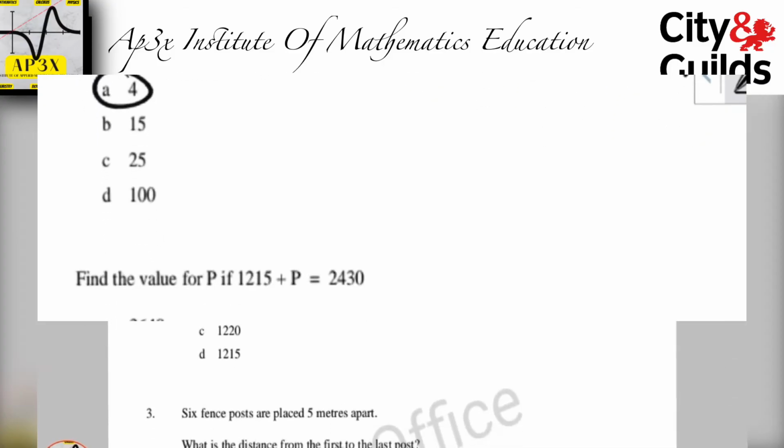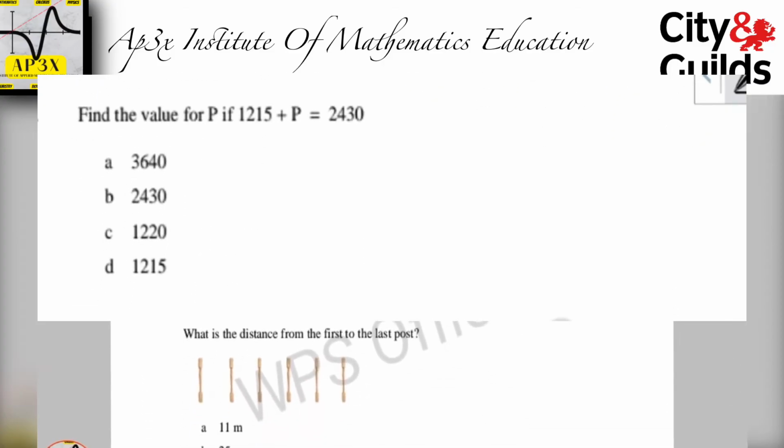All right, let's move on to question number 2. Find the value for P if 1215 plus P is equal to 2430. It's very similar to question 1, where we're going to have to use the opposite operation to remove the variable, or to remove the number, or the constant that is connected to our variable.